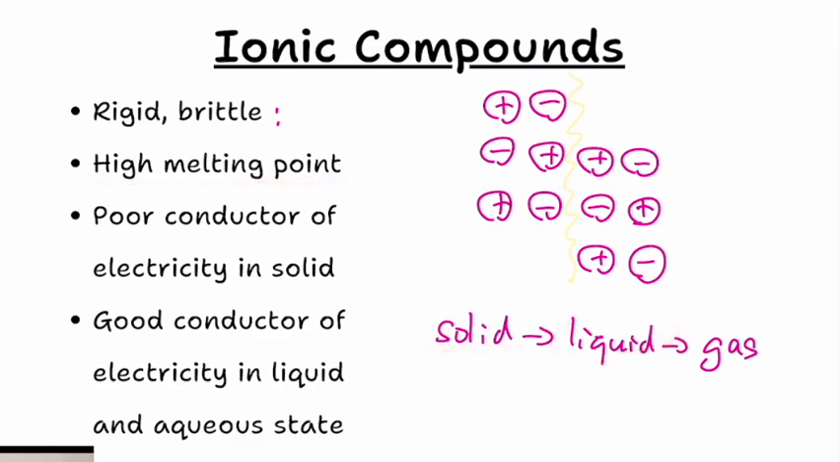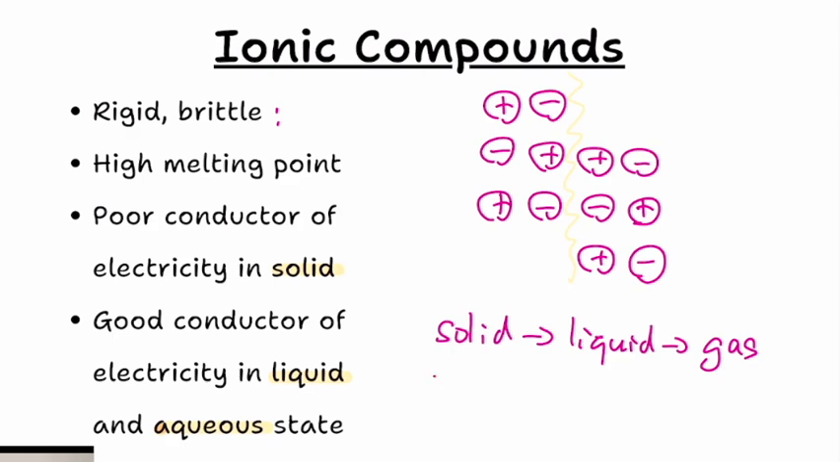And ionic compounds are poor conductors of electricity in solid, while they're good conductors of electricity in liquid and aqueous state. This might sound a little weird at the very beginning, because how come they have these opposite properties? All of these are due to the crystal lattice structure.